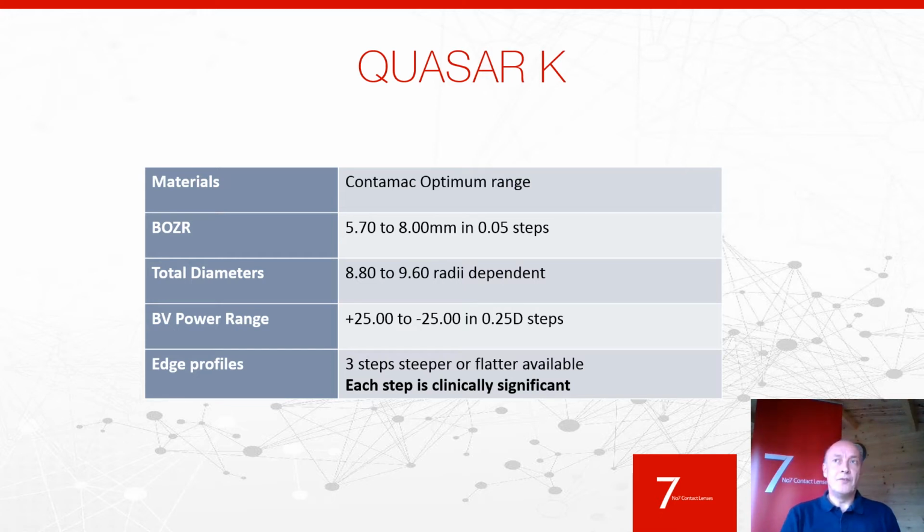And in terms of BOZR, we can arrange this from 5.7mm to 8mm, again in 0.05mm steps. Standard diameter of 8.8, but we can go up to a 9.6 radius, dependent on overall power and curvature. Power range again plus or minus 25 in 0.25 steps. Edge profile can be flattened or steepened in 3 steps. Each step is clinically significant, and the variation between each step is linear for the Quasar K. However, quadrant specific is not available with this design.